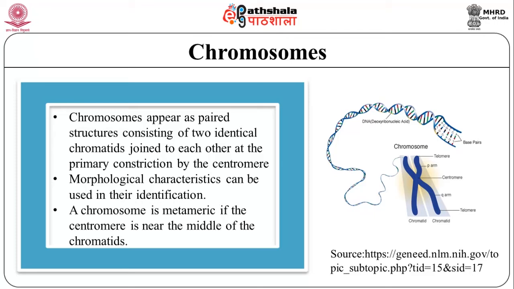A chromosome is metacentric if the centromere is near the middle of the chromatid. If the centromere is near the end of the chromatid, it's acrocentric. And if the centromere is at the end of the chromatid, it is telocentric. When the centromere is between the middle and terminal position, it is subterminal.